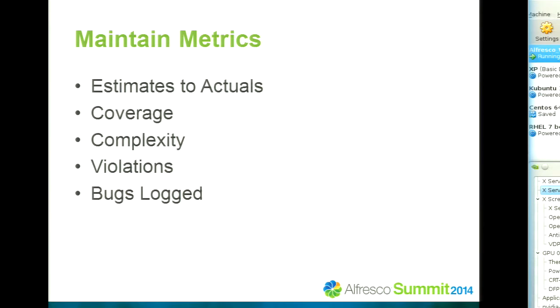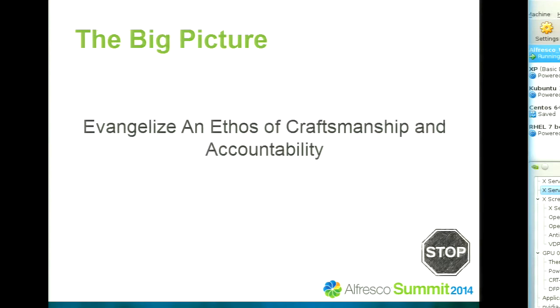You want to track everything you're doing to make sure your code stays clean. The estimates are important because you want to get trending over time, but you need to know your coverage is good. You need to know you don't have complex code. You shouldn't have any violations. And you want to know how many bugs you're logging because that's a good indication if you're successful or not. And seeing that over time is a big deal.